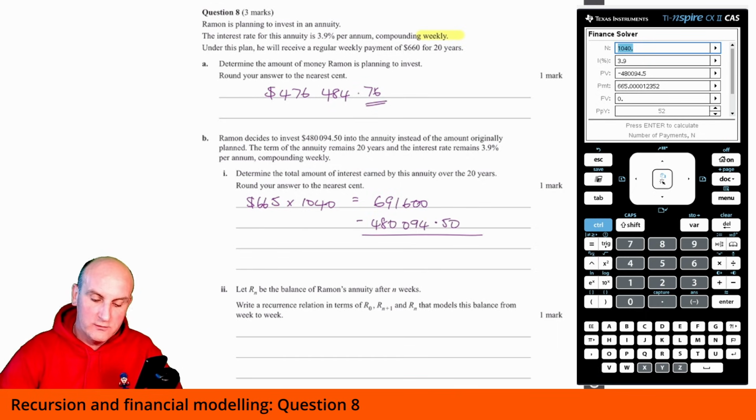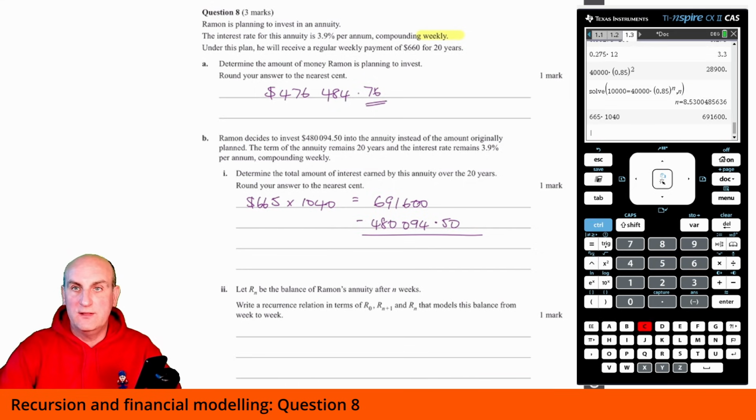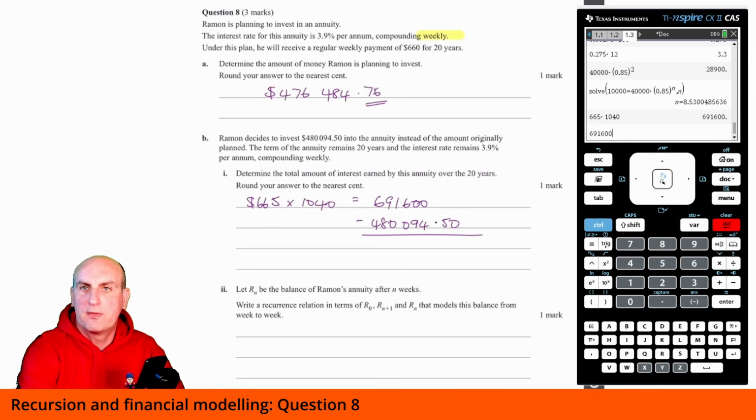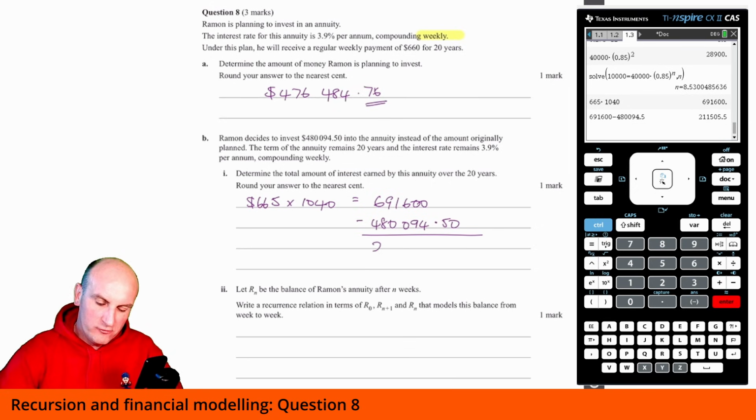If I take those two away, then I should effectively get my interest. I'm just going to copy that. So if I do that value minus, not times, that's interesting, minus 480094.50 gives me $211,505.50. And there we go. That's what I think the answer is.